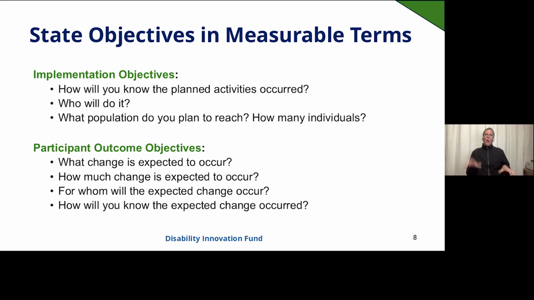First, ask, how will you know the planned activities occurred? You want to track the number, duration, and frequency of your services or activities. This helps ensure that the program is being delivered as designed. Then ask, who will deliver the services or implement the activities? Think about the roles, qualifications, and recruitment plans for your staff. Clearly defining this helps with hiring, training, and maintaining quality.